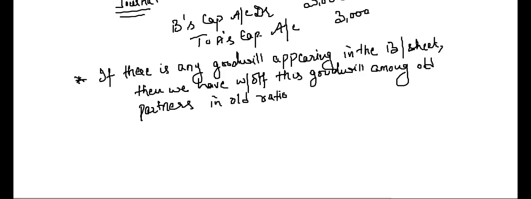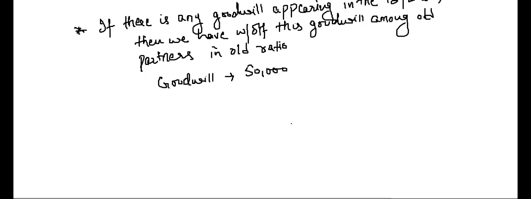Now in this example, suppose there was goodwill of 50,000 already appearing in the books, right? First of all, we will write off this goodwill by distributing this amount among old partners in old ratio. The question is why? Because this amount of goodwill was earned by old partners in old ratio. Clear? This reputation, this goodwill was earned by old partners in old ratio.